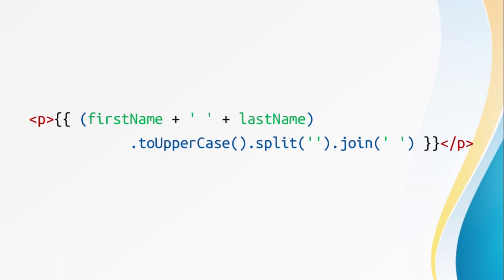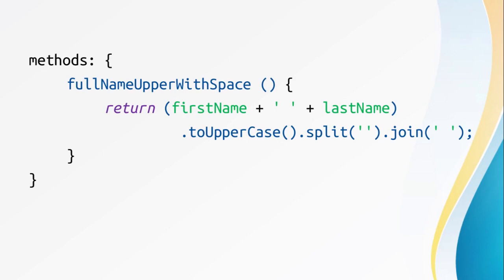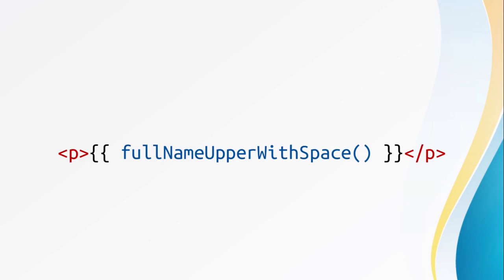If you find that a piece of data needs a bit of computation before it's rendered to the page, then you have two alternatives. The first one is to place the logic in the methods property. So from the previous example, we can define, let's say, fullNameUpperWithSpace and place the logic in it. Then in your template, you can call fullNameUpperWithSpace with parentheses.